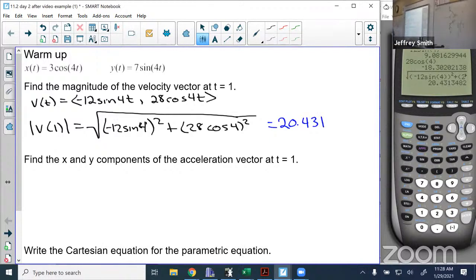And the x and y components of the acceleration vector. Hopefully you've given these a try. What do we got? -48 cosine of 4t and -112 sine of 4t. We're going to evaluate that when t is equal to 1.